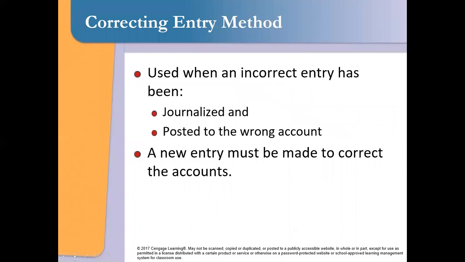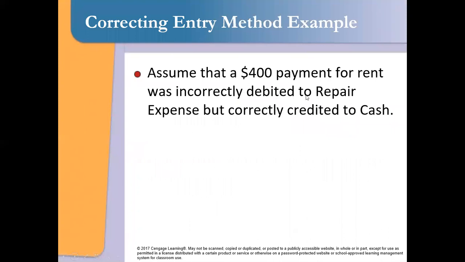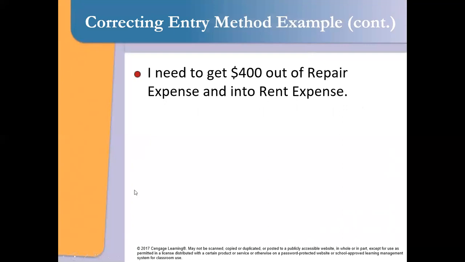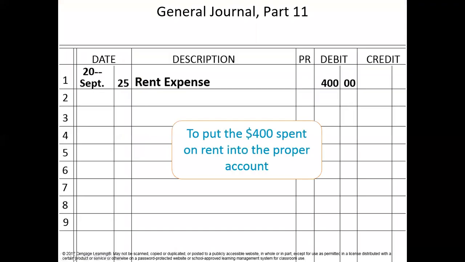All right, so correcting an entry. Used when an incorrect entry has been journalized and posted to the wrong account. A new entry must be made to correct the accounts. So assume that a $400 payment for rent was incorrectly debited to repair expense, but correctly credited to cash. So one account was right, one account was not right. I need to get $400 out of repair expense and into rent expense. Cash is okay. It's just the expense account that is incorrect. So what do we do? Put the $400 spent on the rent into a proper account.